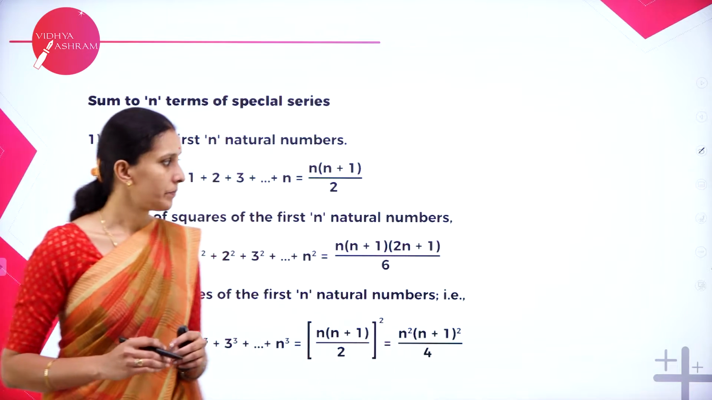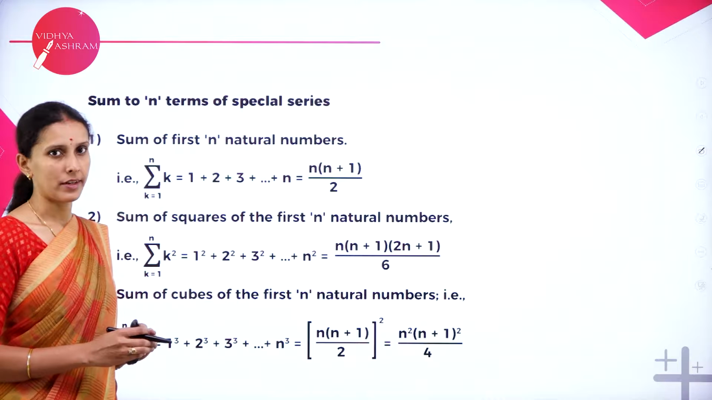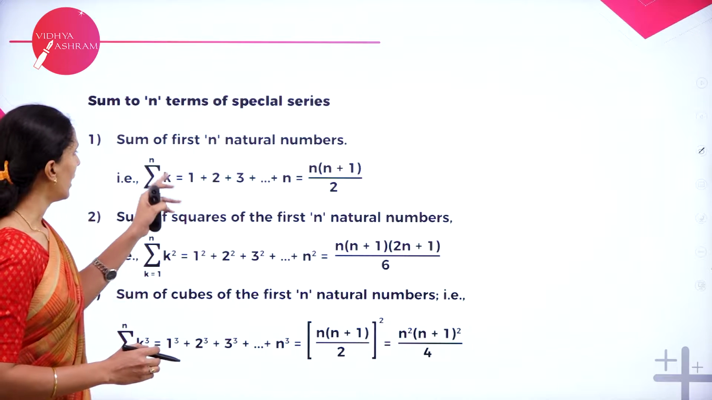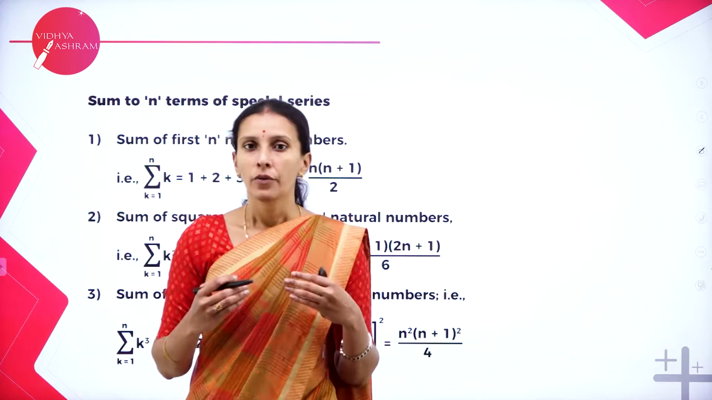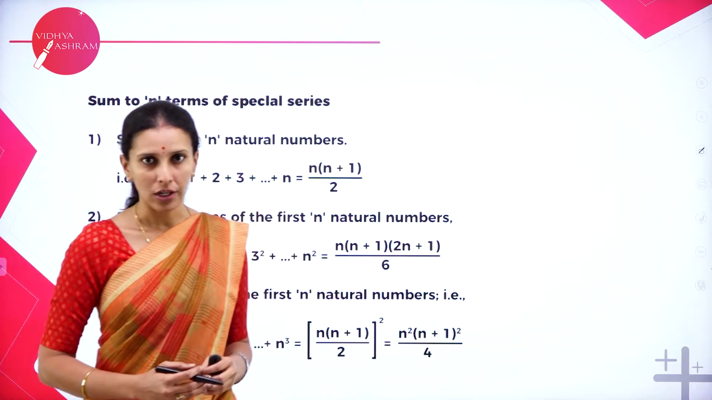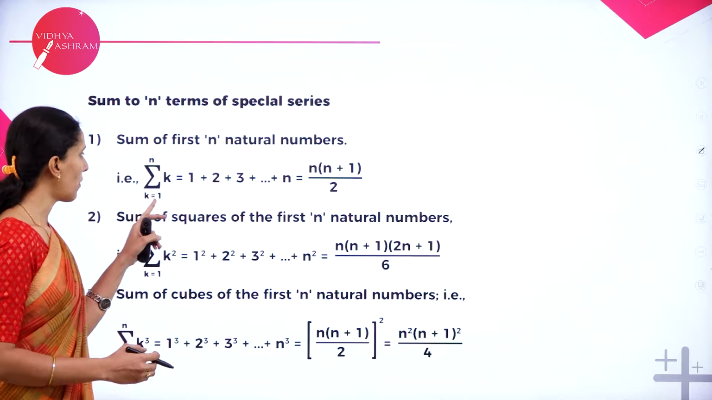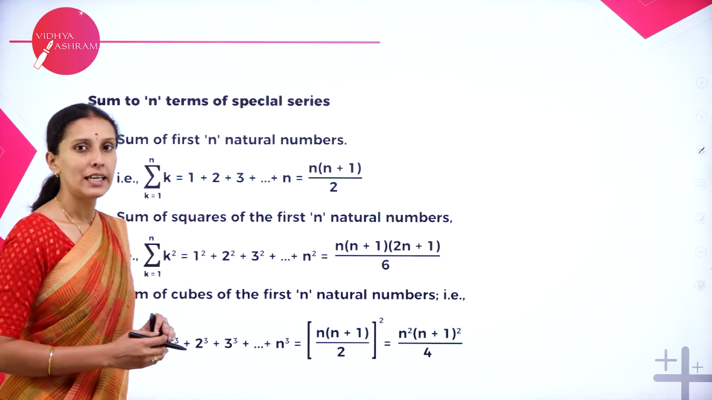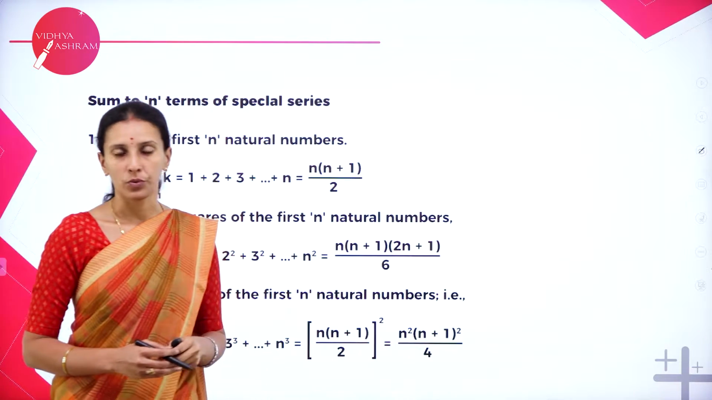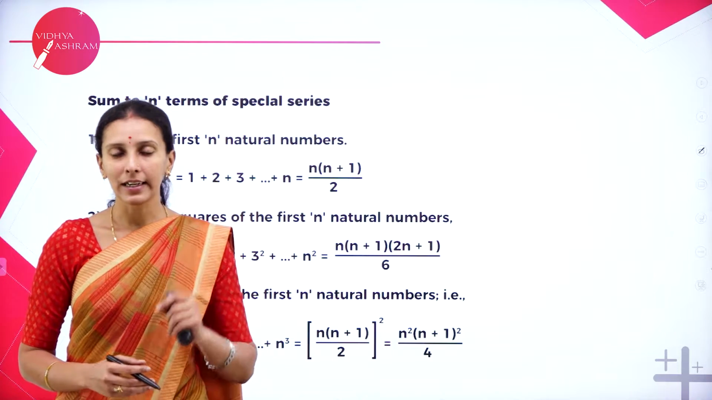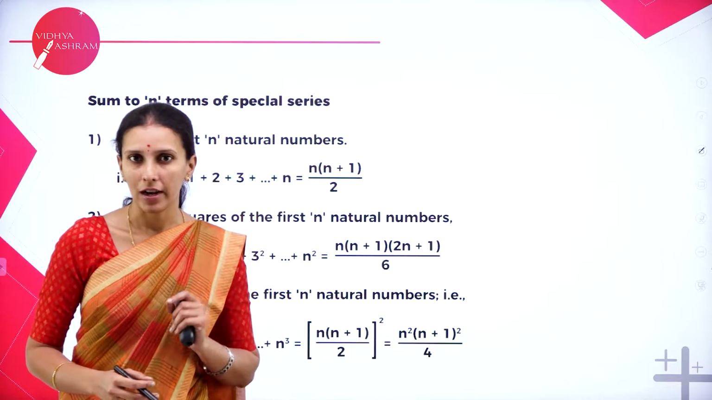Basically, here we are considering three types of special series. The first is of the form 1 plus 2 plus 3 plus etc. n. When you add all the n natural numbers, what is the summation? That is, the summation from 1 to n of k is given by the formula n into n plus 1 by 2. That is, summation of n terms is given by n into n plus 1 divided by 2.